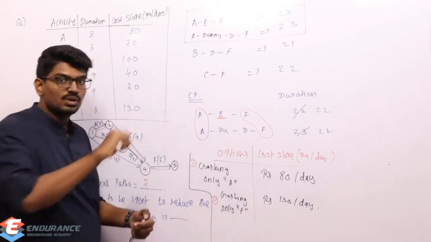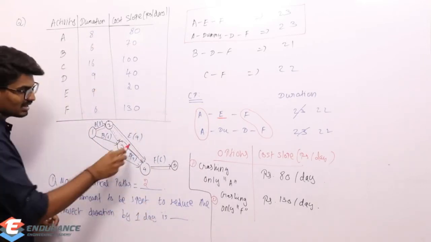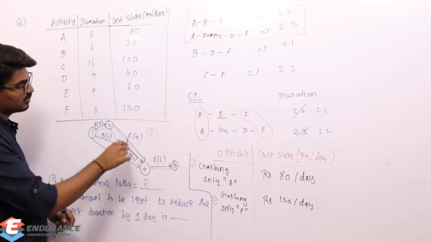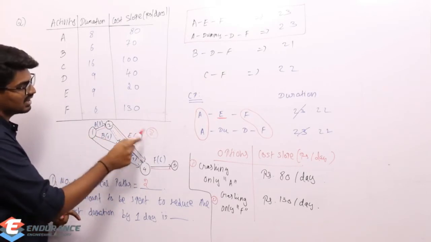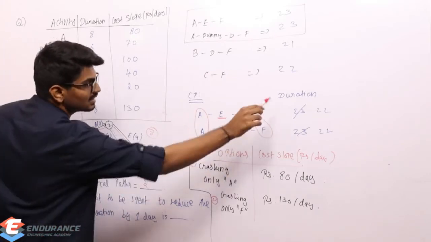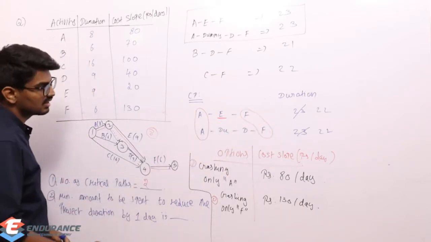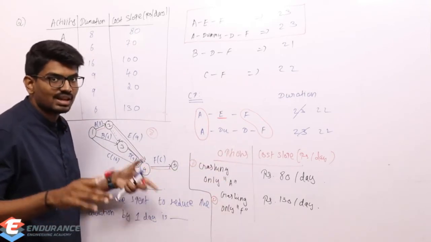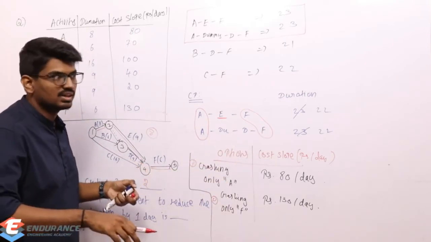If I crash E by 1 day, what will happen? So I'm crashing it from 9, I'm decreasing it to 8. If I crash it from 9 to 8, 8 plus 8, 16, 16 plus 6 is going to be 22. So this path's duration has been decreased. But what will happen to this path? Both are critical paths, right? The project completion time will be decided by the critical path only.